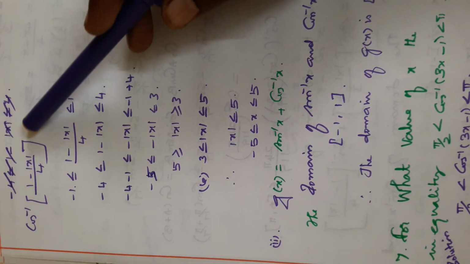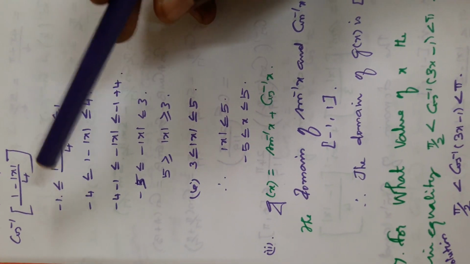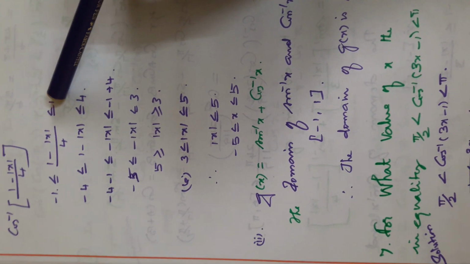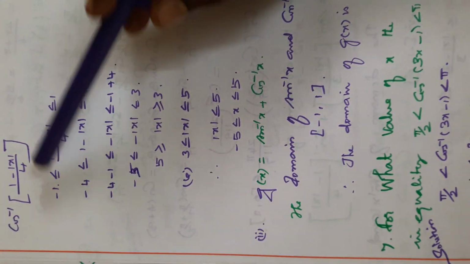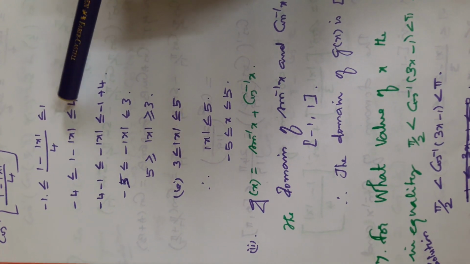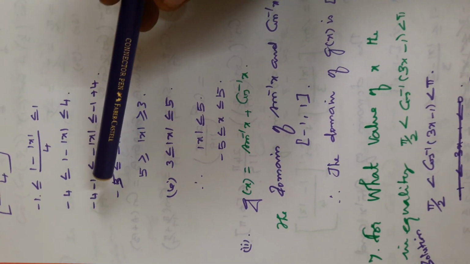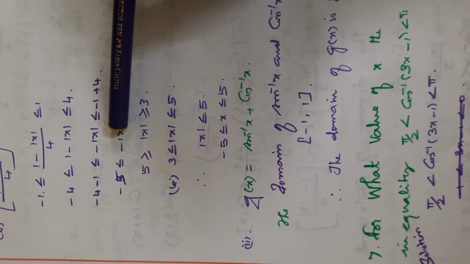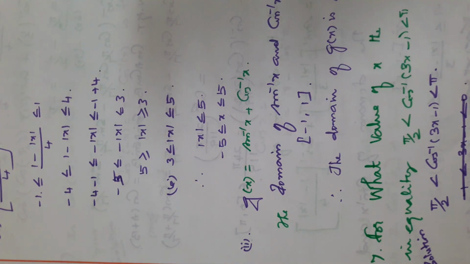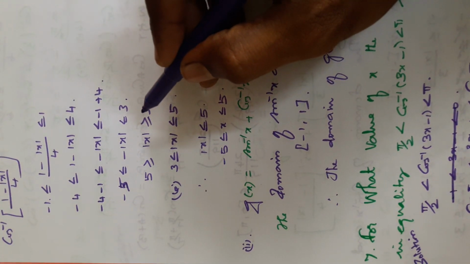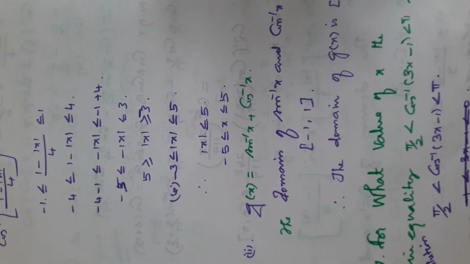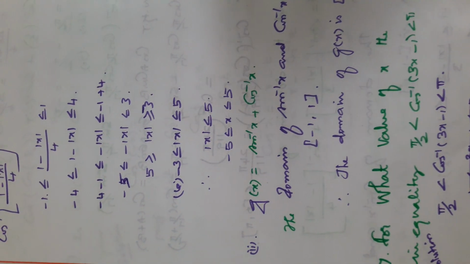So your cos inverse of 1 minus modulus of x by 4 is nothing but minus 1 less than or equal to 1 minus mod x by 4 is less than or equal to 1. So again, multiplying by 4, it becomes minus 4 less than or equal to 1 minus modulus of x less than or equal to 4. That becomes minus 5 less than or equal to minus mod x less than or equal to 3. So when you are multiplying by the minus, it will be minus 3 less than or equal to mod x less than or equal to 5.